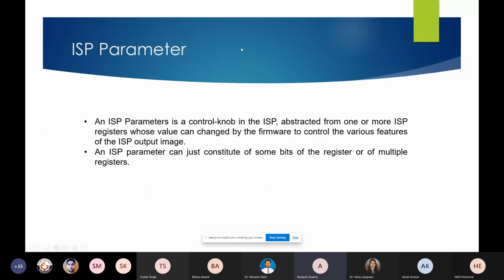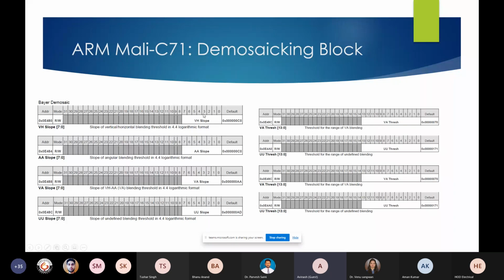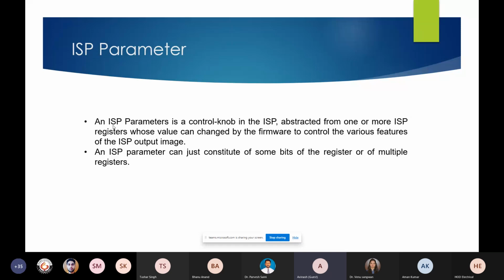So one thing is, all these are basically the registers of the ISP. Now we need to abstract it into something that we can actually optimize for. And that's where the concept of ISP parameters or hyperparameters comes into the picture. You can imagine an ISP hyperparameter as a control knob for the ISP, which can be formulated from one or more registers of the ISP and is used to control various algorithms of the ISP output image.